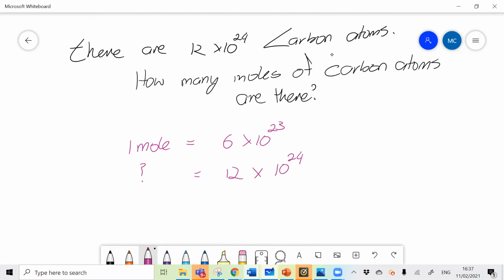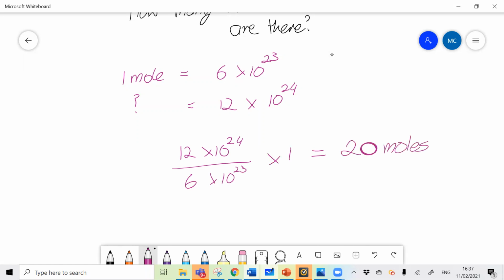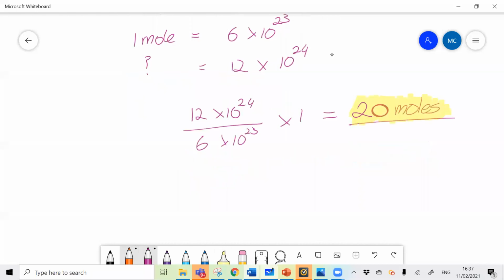So for this one, because we're going to be using the powers, it's important to get used to using the calculator. Okay? Very, very important. So here you'll be having 12 times 10 to the 24 divided by 6 times 10 to the 23 times 1, which is equal to 20 moles. So the answer for you will be 20 moles. Okay?